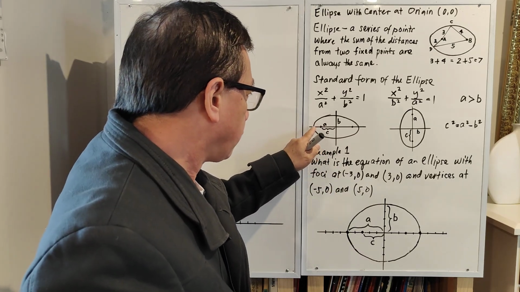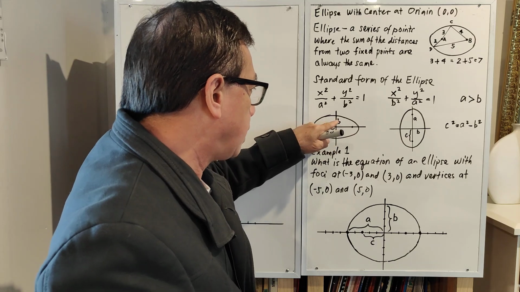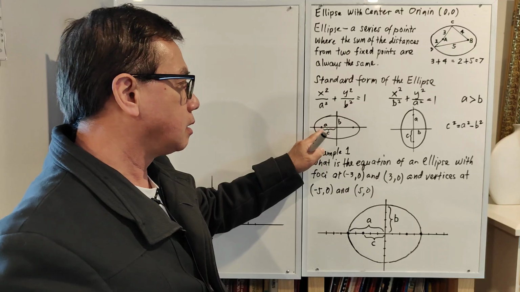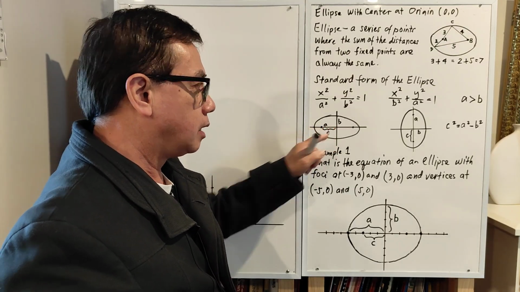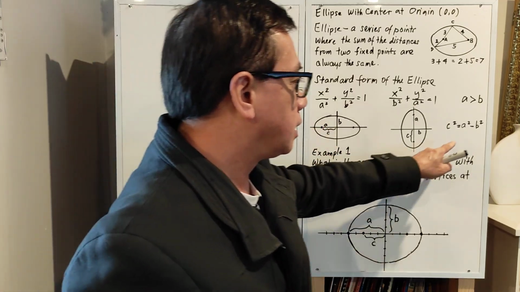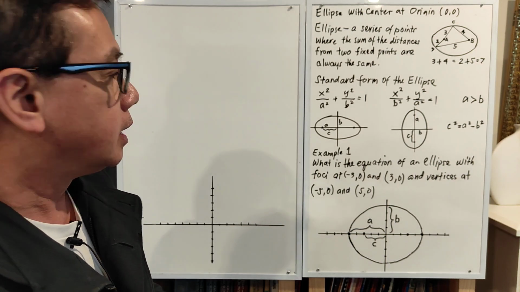A is the distance from the vertex, the major vertex, to the center. B is the distance from the minor vertex to the center. And C is the distance from the focus to the center. The relationship of A, B, and C is given by this equation. It is easier to explain with an example.